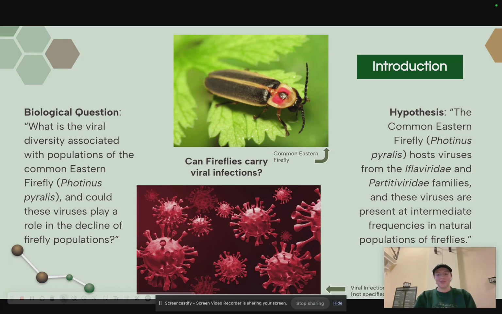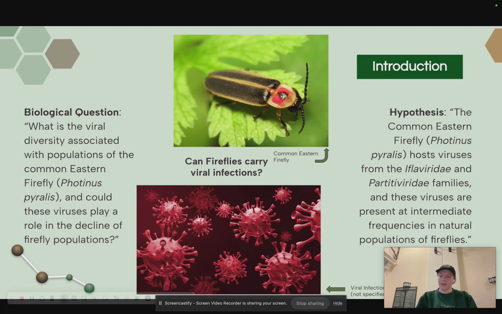The biological question that will be discussed today is, what is the viral diversity associated with populations of the common eastern firefly? And could these viruses play a role in the decline of firefly populations? It's essentially asking, can these fireflies carry viruses, and does that negatively affect their populations?